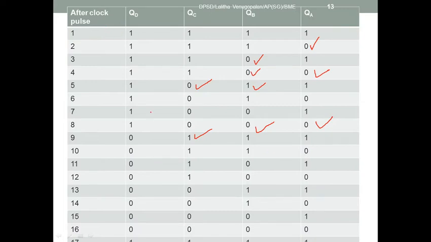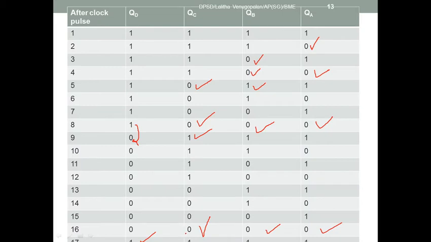Similarly, QD is changing from 1 to 0. The transition is occurring here when all other three Q values are 0. Again, the next time it changes its state to 1. Apologies, the 17th row has gone out of screen. But the point is, when QC, QB, and QA are all 0, then QD is again changing its state.